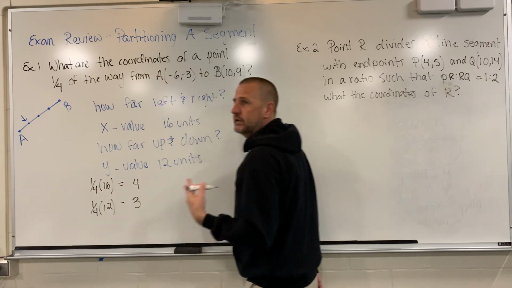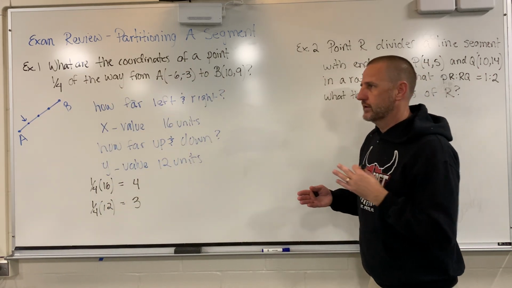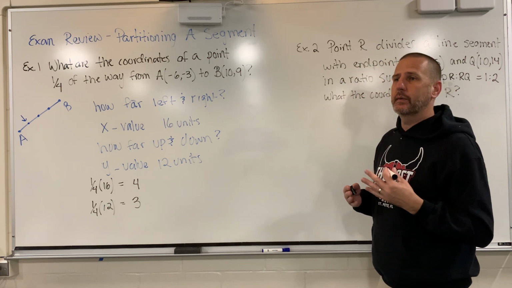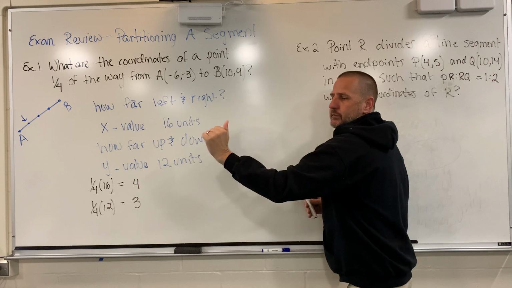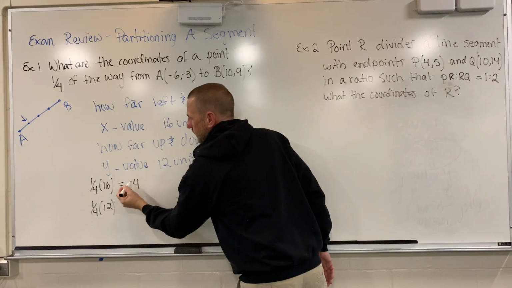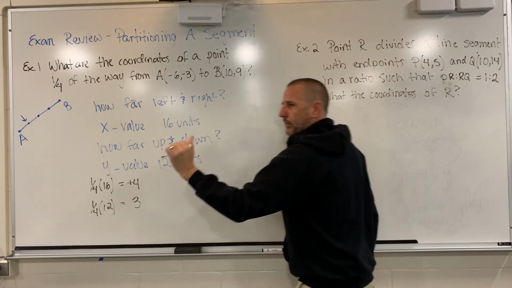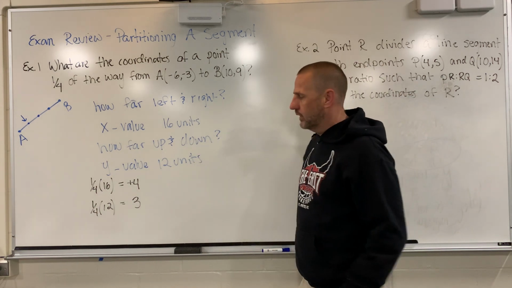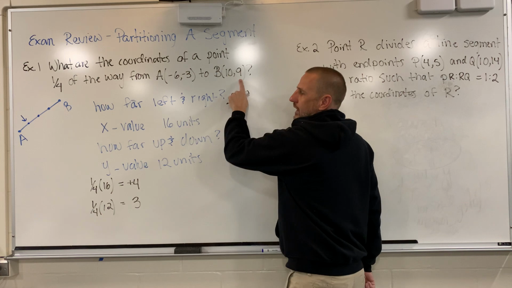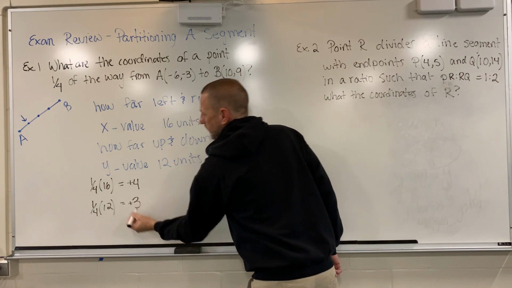So I need to assign these, and I want to put a sign on them because I want to talk about which direction I traveled. And if I went from negative to positive, that means I went this way, which means when it came to my journey, I went 4 this way. And then the same thing goes with here. I've got 12. I went from -3 to 9, which means I went up the page.